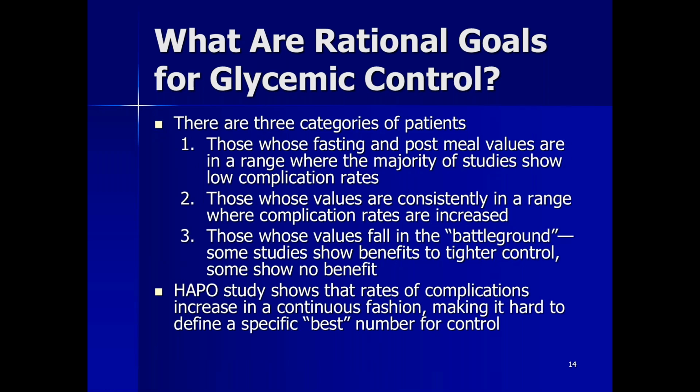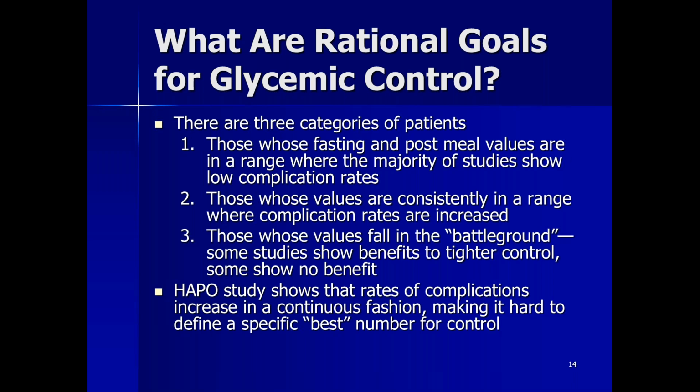Now, I want to acknowledge there is a bit of a controversy on what is a rational goal for glycemic control. When we talk about the HAPO, the Hyperglycemia and Pregnancy Outcomes study, we'll talk about how difficult it is to come up with a threshold. But there are essentially, in my clinical opinion, 3 categories of patients. Those whose fasting and post-meal values are in a range where the majority of studies and the majority of clinicians know that there are low complication rates and they're doing fine on diet and exercise.